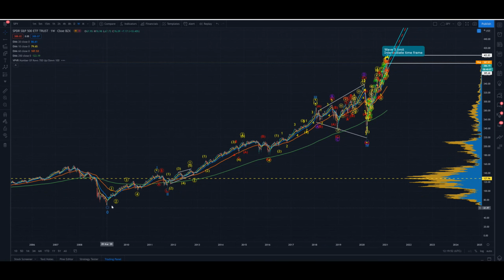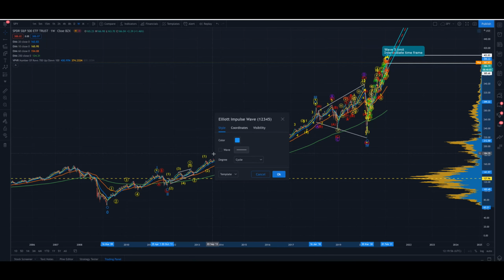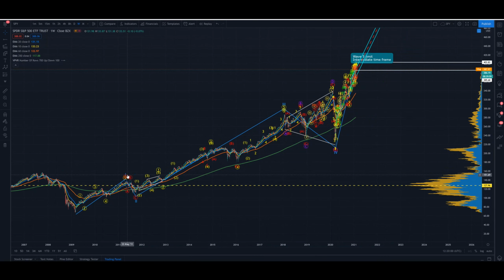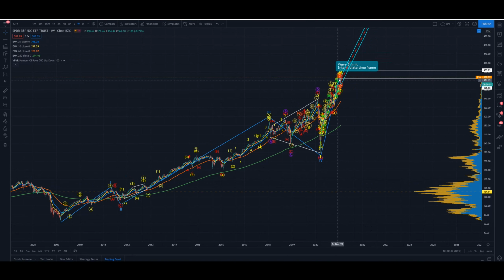So going all the way back to the bottom in 2009, I count the move up to the top currently in this 5-wave structure. Cycle wave 1, 2, 3, huge expanding triangle in the fourth, A, B, C, D, E, and a very violent move up in the fifth to what I believe is very close to the top currently.